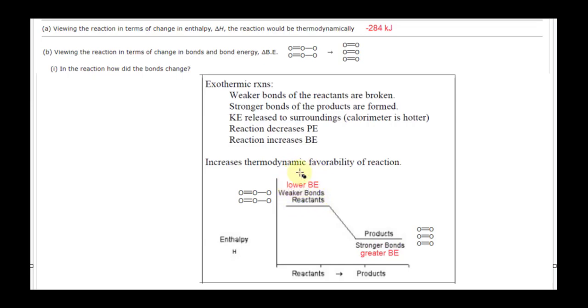We start with weaker bonds, but greater potential energy, because these have the potential to roll downhill. And when they roll downhill, kabam, a photon of kinetic energy is released as these bonds snap together. Imagine 2 magnets snapping together, making a stronger bond. You hear that snap. In this case, we get a photon of energy, and at the end of the video, you'll see those photons. So this drop of potential energy, a negative 284 kilojoules per 2 moles of ozone to make 3 moles of oxygen.